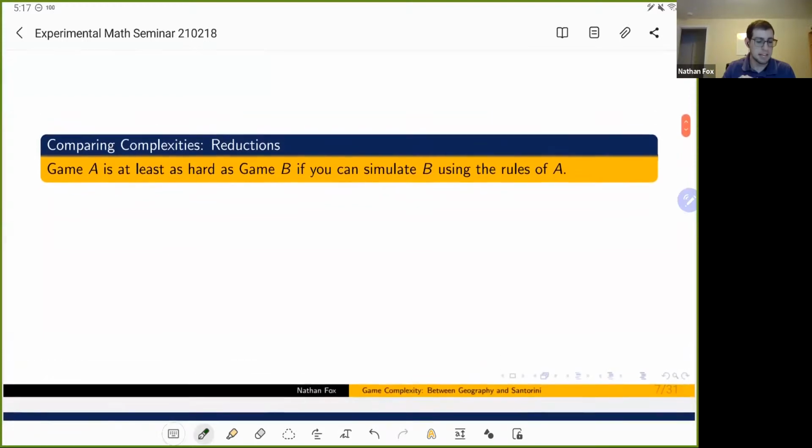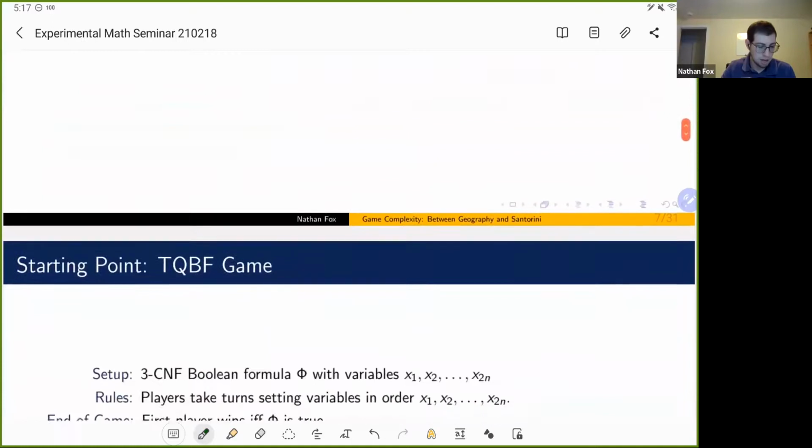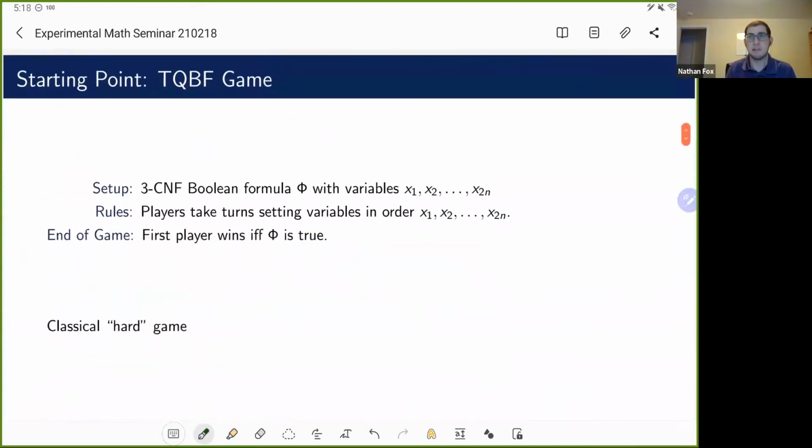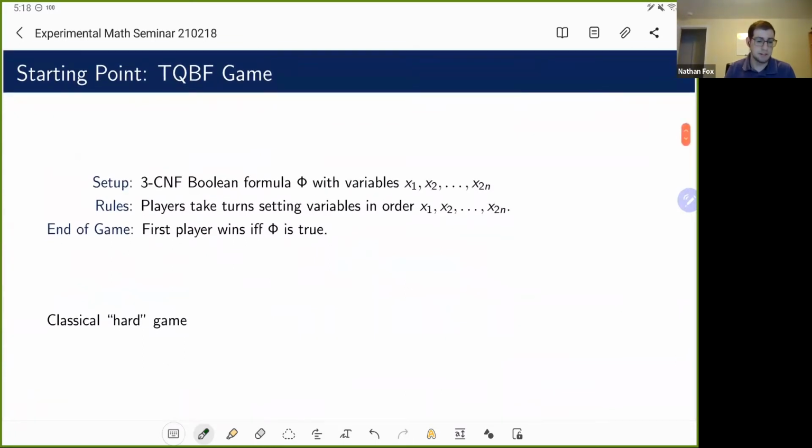Sometimes it's the case that you can use A to simulate B and you can use B to simulate A. In that case, we say the games are equivalent. So if you're always just comparing games to other games, how can you ever say anything? We need a starting point. And thankfully, we have a starting point. This is a classical game that is known to be, quote unquote, hard. It has various names, but I'm going to refer to it as the TQBF game.